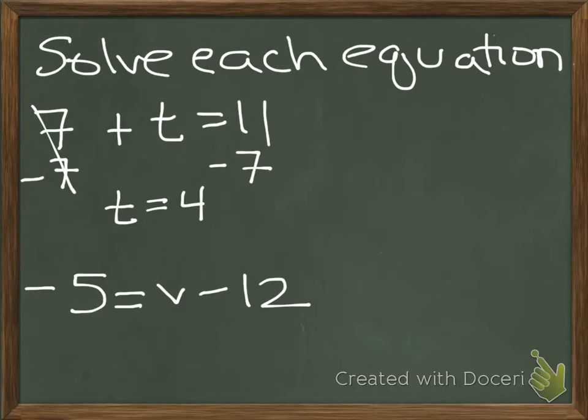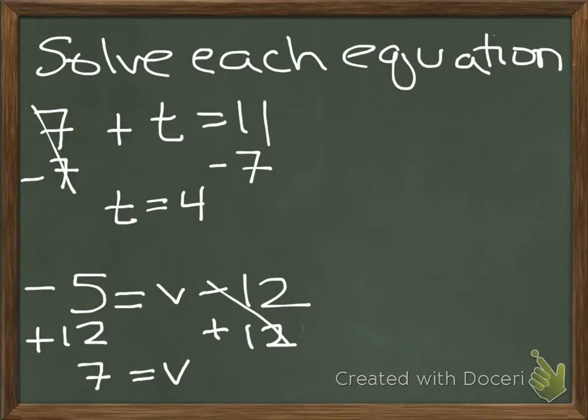The next one, we're solving for v. So we're trying to isolate the v by taking away the 12. So since it's minus 12, we want to add 12 to both sides, which gives us v equals 7.